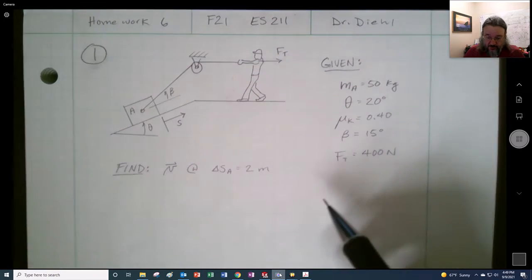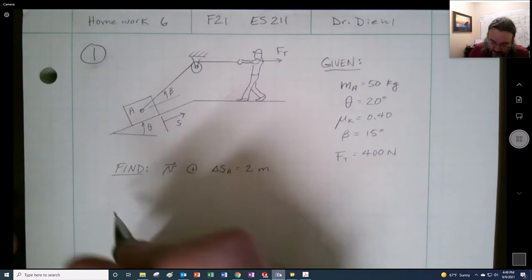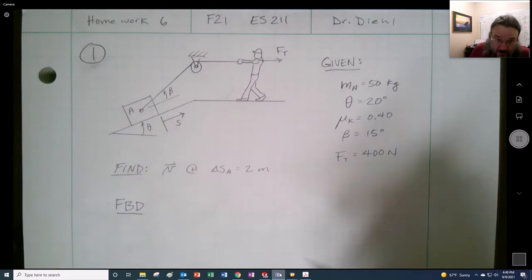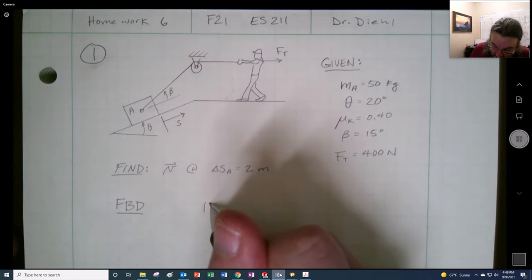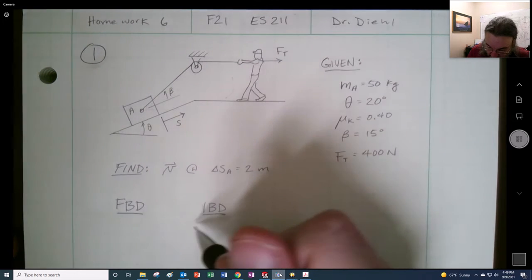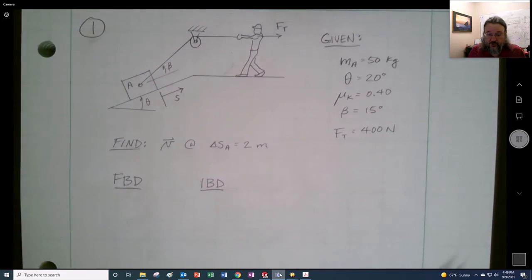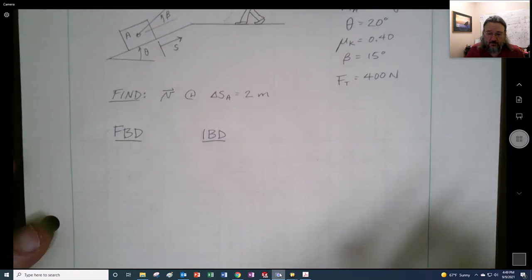So here is the problem statement written out. First thing you want to do is use the most important tool in our toolbox, the FBD. And we've just learned that it's got a brother named the IBD. Not irritable bowel disease. No, it's the inertial body diagram.